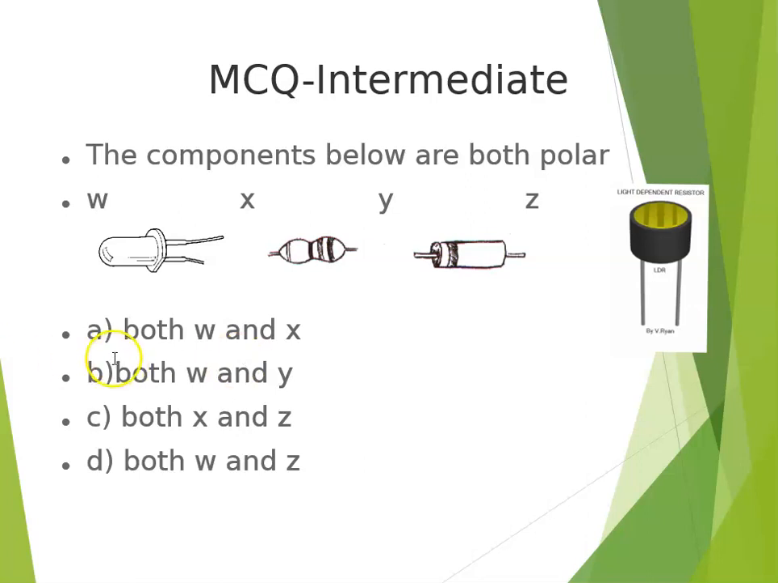But you can take the learner to a multiple choice question that is a little more challenging. For example, here you give them 4 components and you're asking them which of these components are both polar. So the learner in this case needs to have some understanding of what is meant by polar and then be able to identify which ones of these are polar. Definitely a more challenging question.